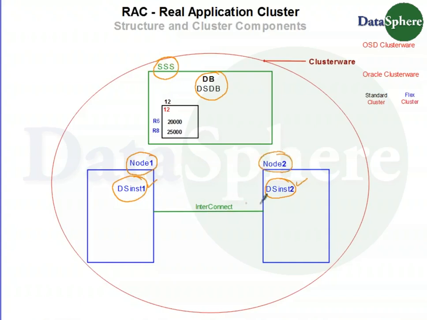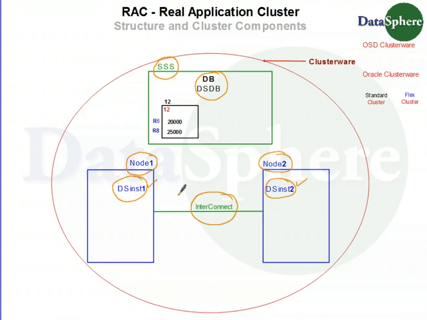For example, here we have two instances hosted on two different nodes. You can call the nodes by any name and you can give a name to your instances. Instance 1 on node 1, instance 2 on node 2. And each server has to interact with the other. For that we have a component called interconnect, a communication facility between nodes.